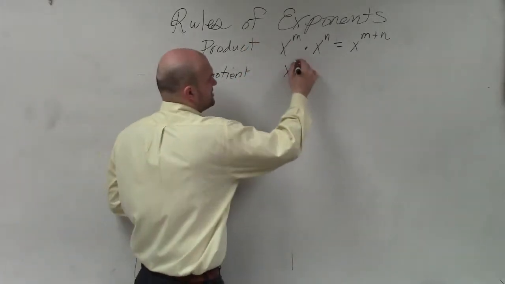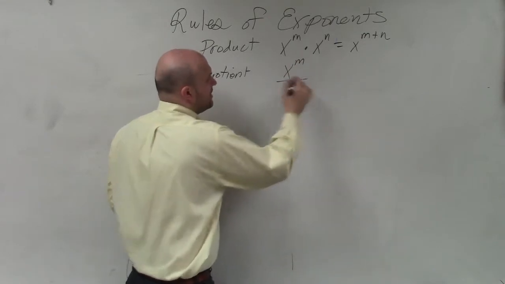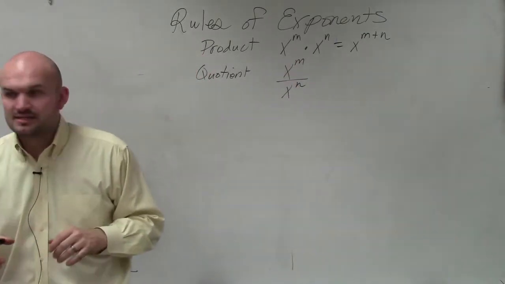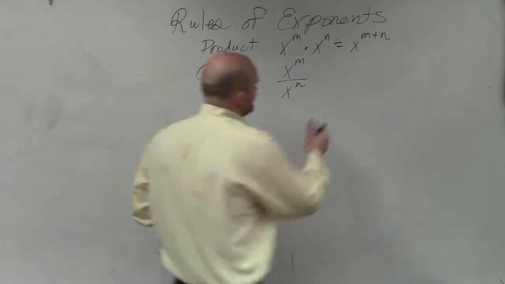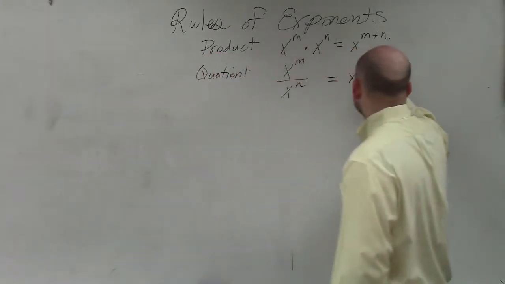The quotient rule was kind of the same thing, but for dividing. Whenever we're dividing 2 exponents with the same base, then we simply subtract the powers. OK, Tyler?